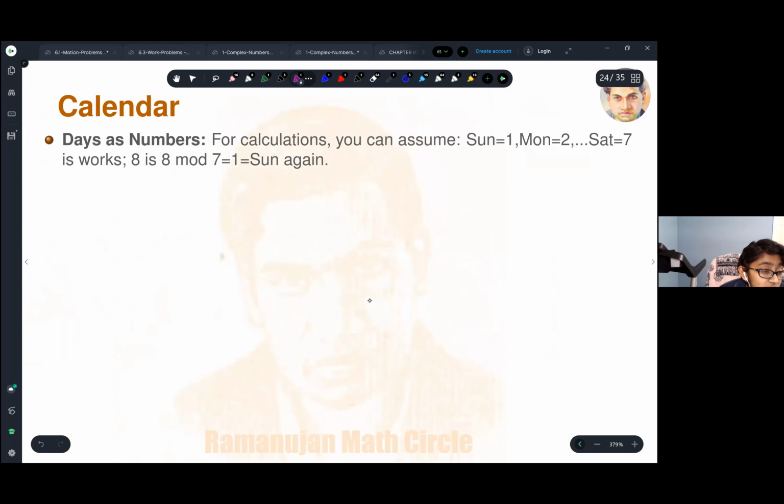Okay. Calendar. So this is more or less like years, months, and different things like our days of the week. So days are numbers. There's a system called mod, and what it basically means is to divide something by a number and see its remainder. So when we see A mod B, what this means is the remainder when A is divided by B. Okay, that's what it means.